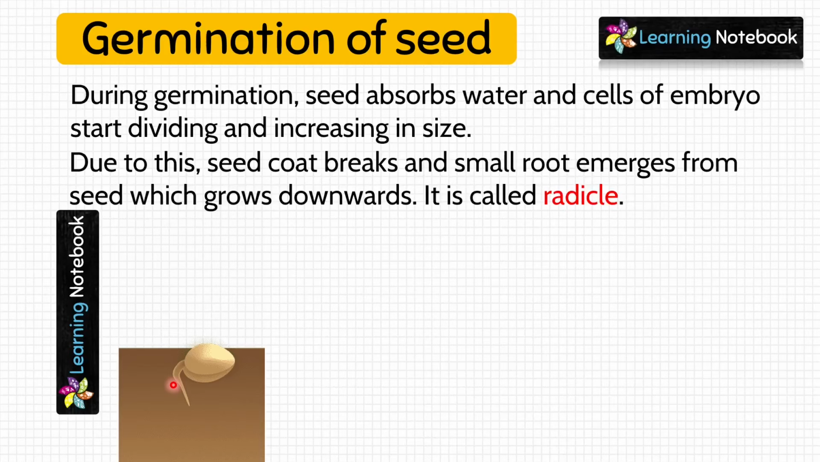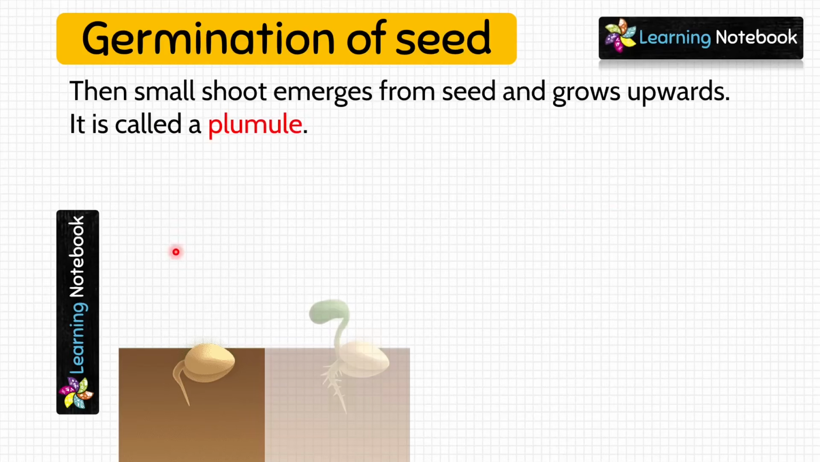Then a small shoot emerges from the seed and grows upwards. It is called a plumule. Like here, this small shoot is emerging from the seed and it is growing upwards. So this shoot is called plumule.